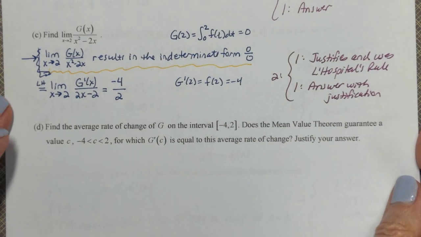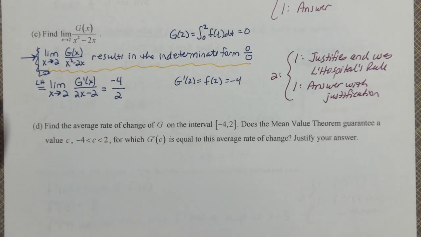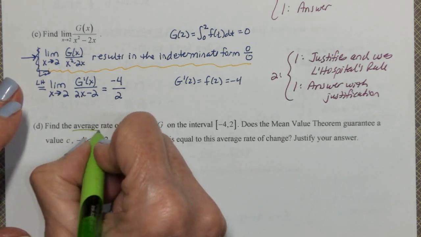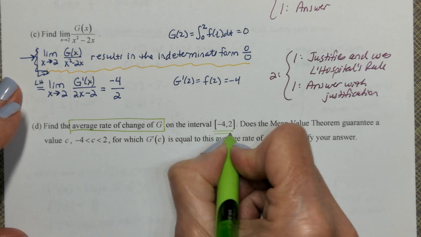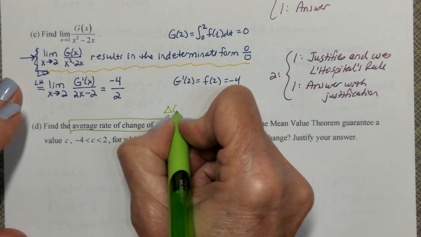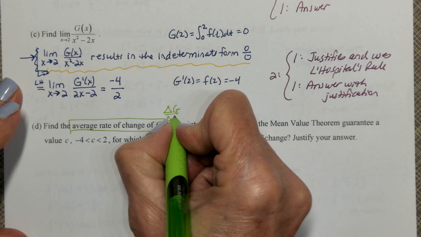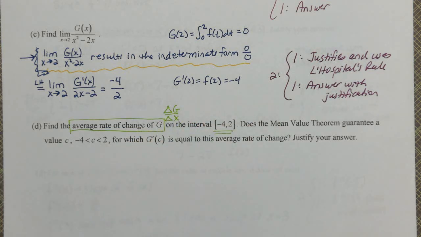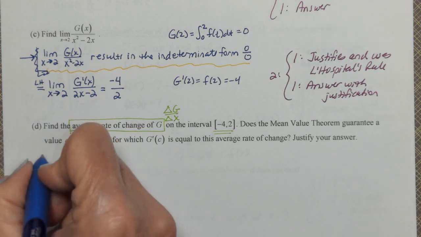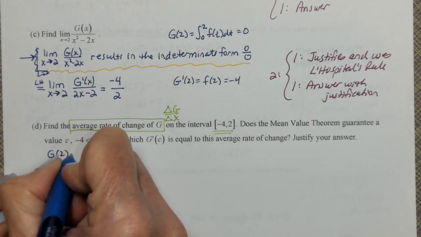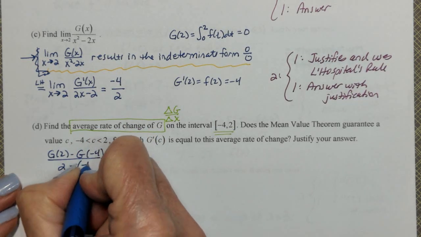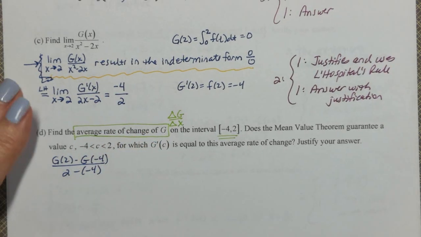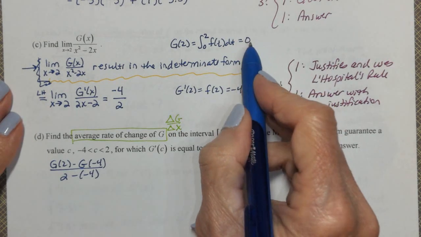Part D. Find the average rate of change of G from negative 4 to 2. Change in G over change in X. Average rate of change is that. So G of 2 minus G of negative 4 over 2 minus negative 4. G of 2 we found up here, that was 0.